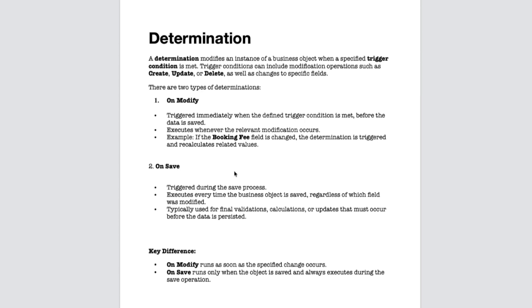Okay, if I talk about on save determination, it triggers during the save process. Okay, it executes every time the business object is saved regardless of which field is modified. So it does not matter which field is modified, its booking fee or travel ID, whatever. So on save, this determination will happen. So it is typically used for final validations, calculations or updates that must occur before the data is saved. So as I discussed, on modify runs as soon as the specific change occurs. However, on save runs only when the object is saved and always executes during the save operation.